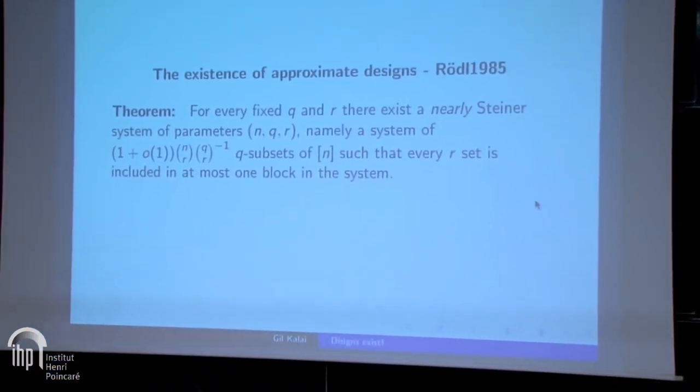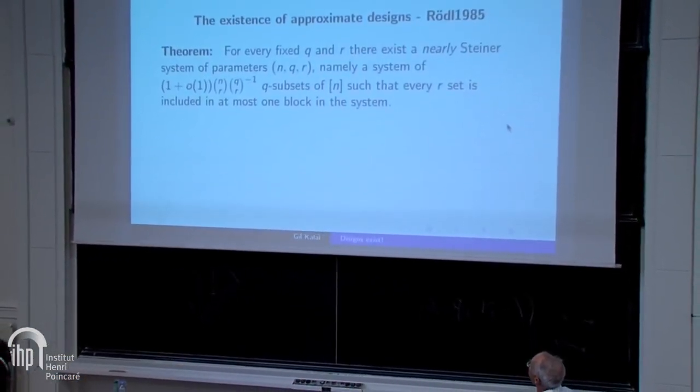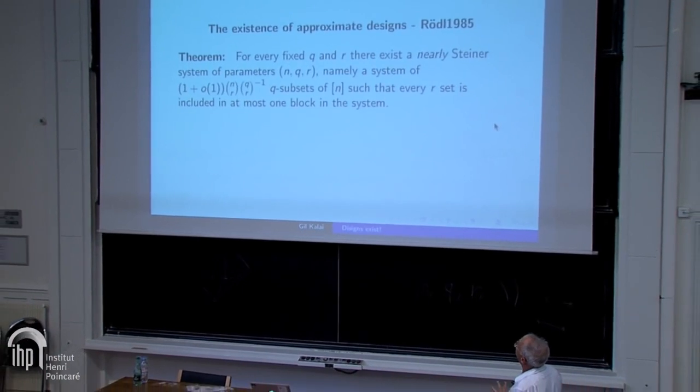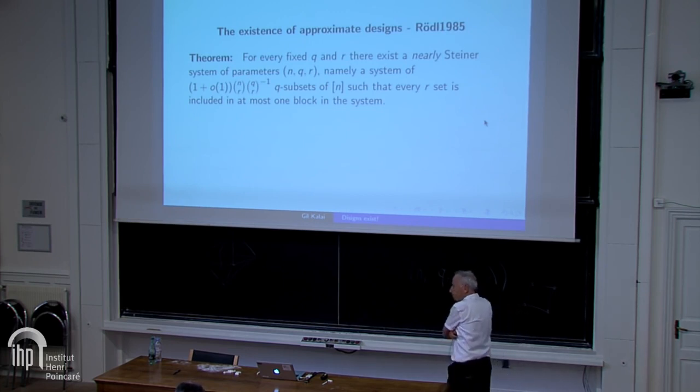And this is a theorem from 1985. For every fixed q and r, there exists a nearly Steiner system of parameters n, q, and r. Namely, a system of the right number times 1 plus little o of 1, so that every set of size r is included in at most one block in the system.